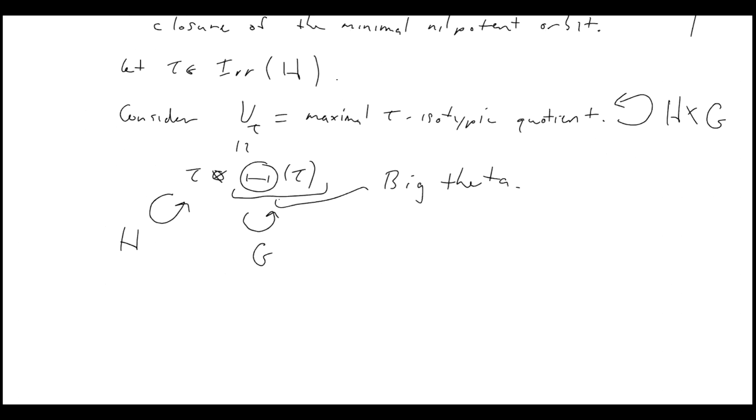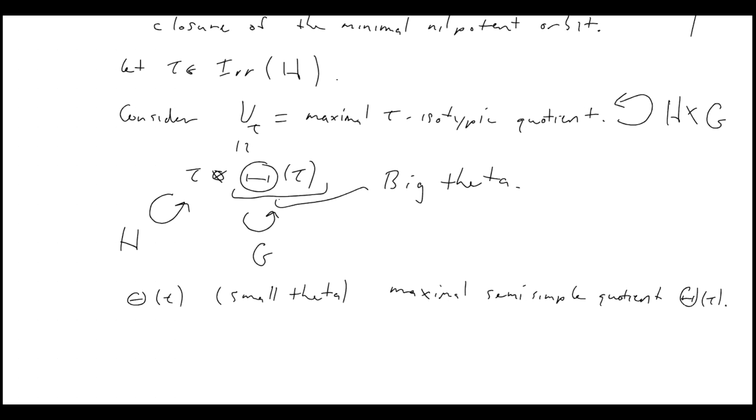Okay, now one other point. We can also define so-called small theta. And this will be the maximal semi-simple quotient of the G representation big theta. This is sometimes called the cosocle.